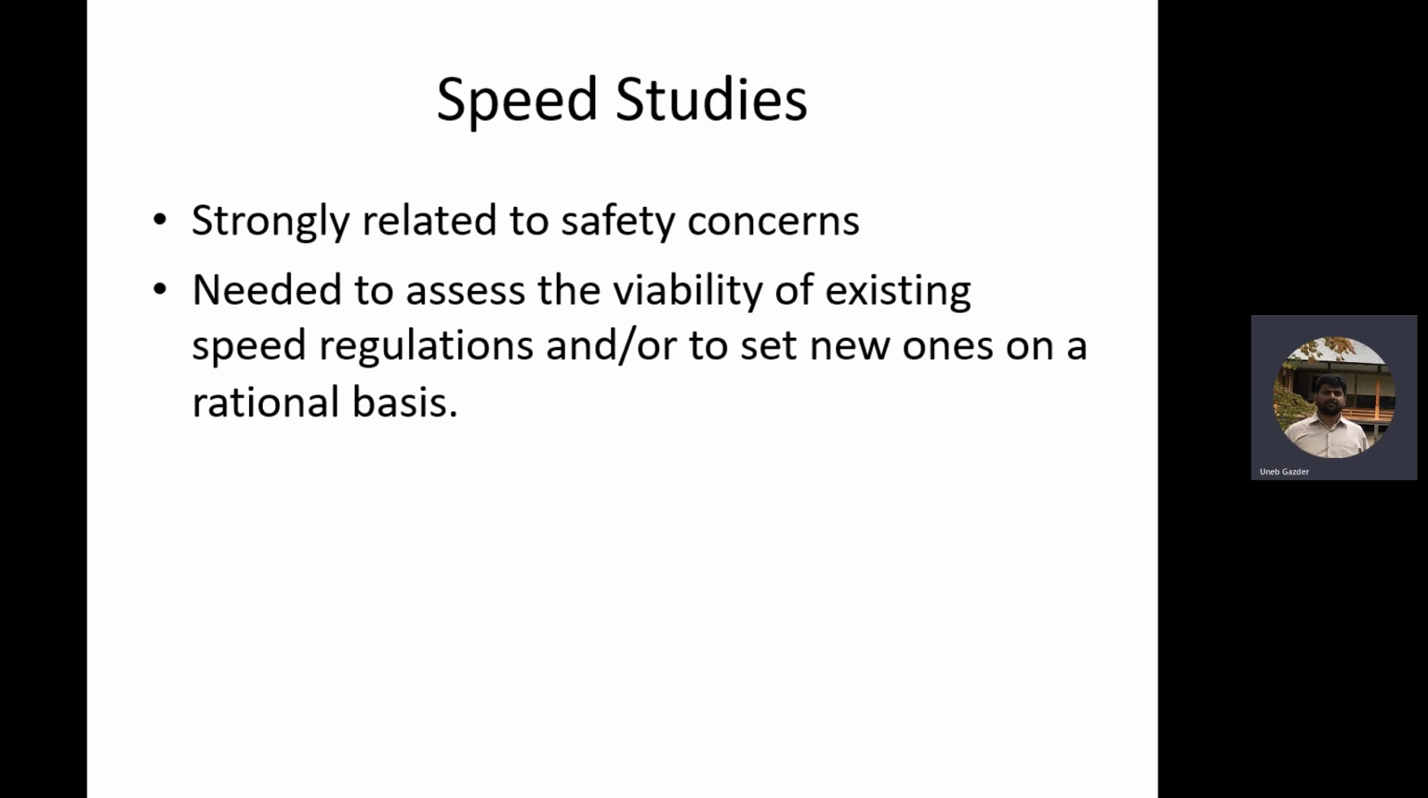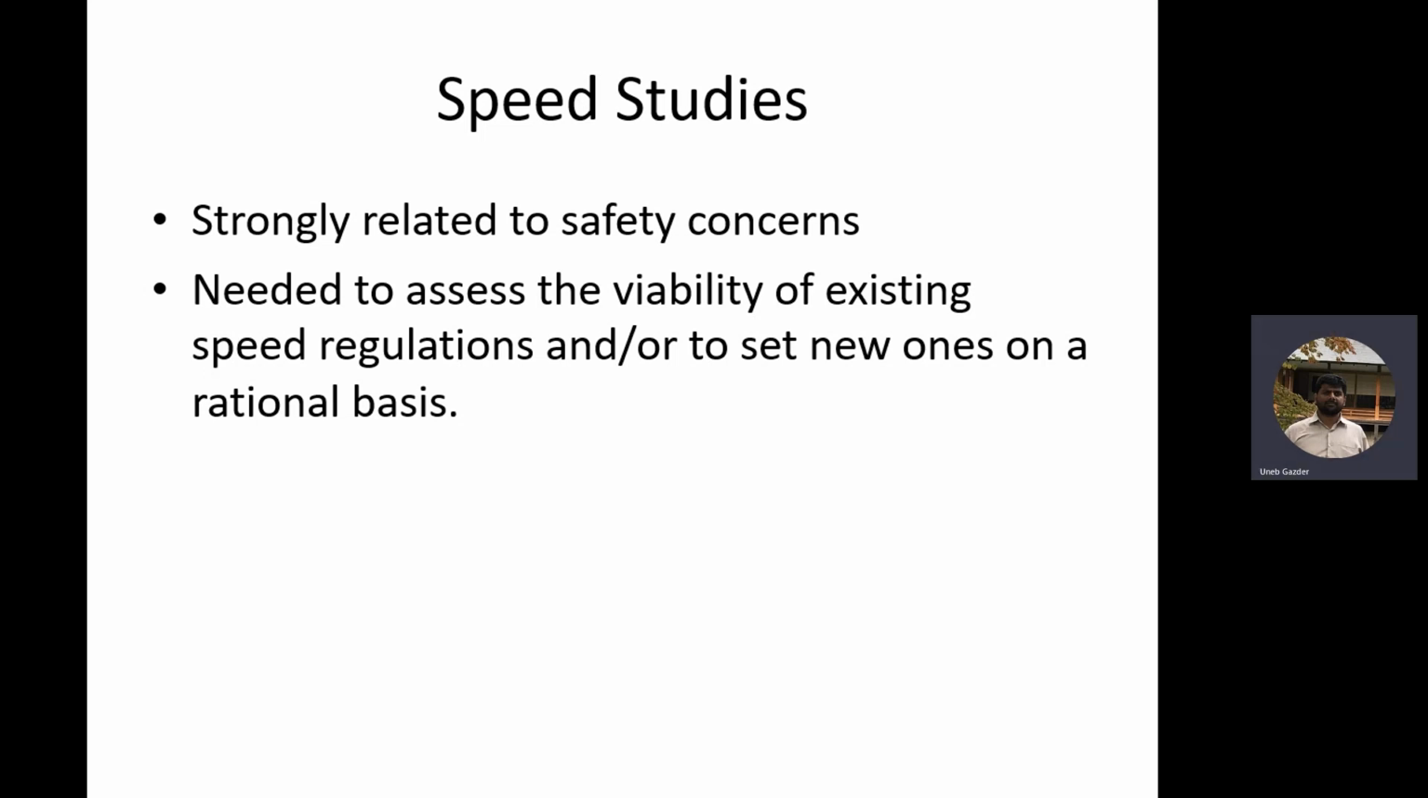Then we do speed studies as well. The speed is very closely related to safety. So what safety parameter do we calculate using the speed? We have done it in the first chapter and the second chapter, the first lecture and the second lecture. What is the thing we calculate which is related to safety and depends upon speed? Stopping sight distance or any sight distance, right? All sight distances depend upon speed. Okay, so speed is very closely related to safety.